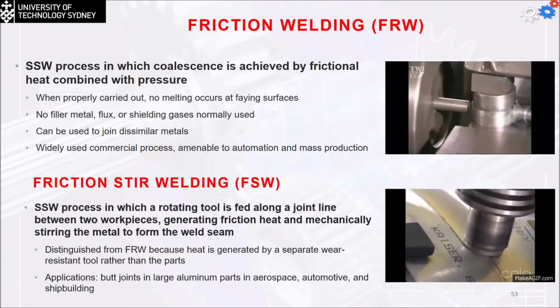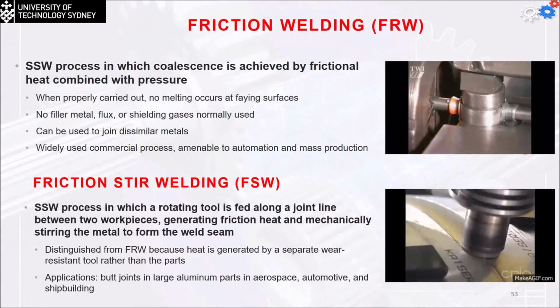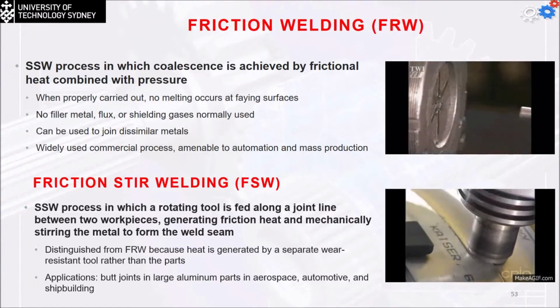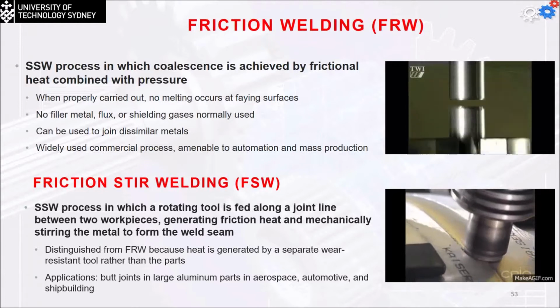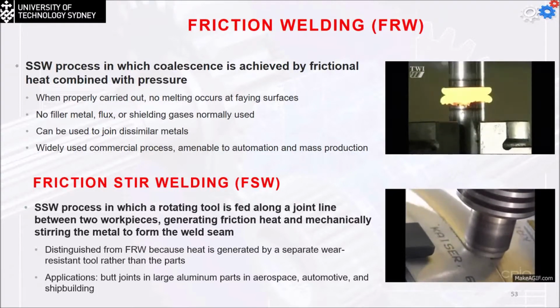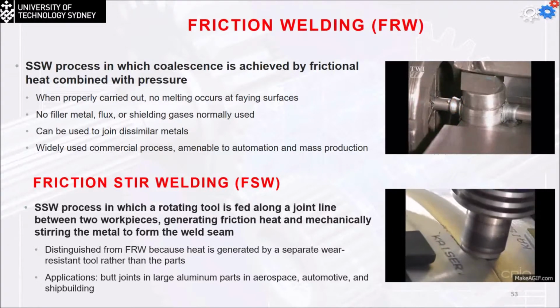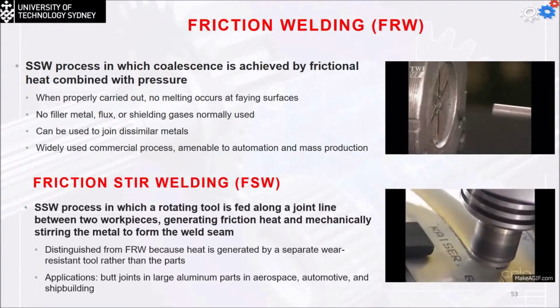The difference between the friction stir welding and the friction welding is that the heat is going to be generated by a separate wear resistant tool rather than the parts themselves. The application is butt joints in large aluminum parts in the aerospace, automotive, and shipbuilding industries.